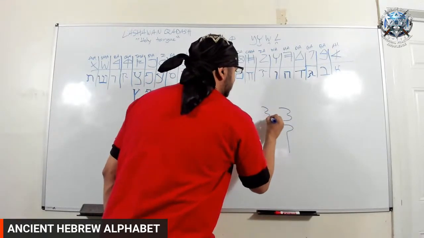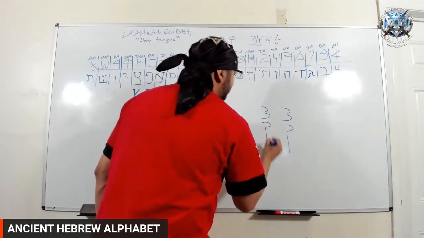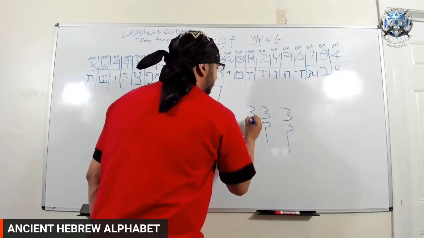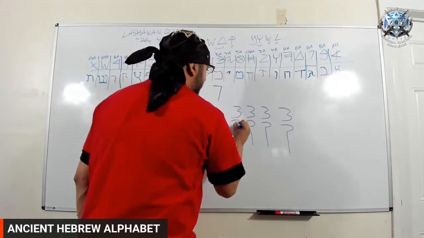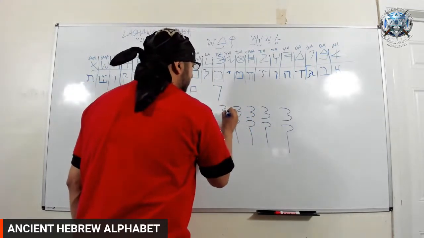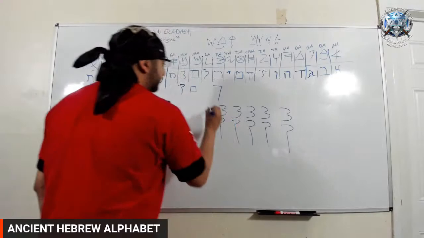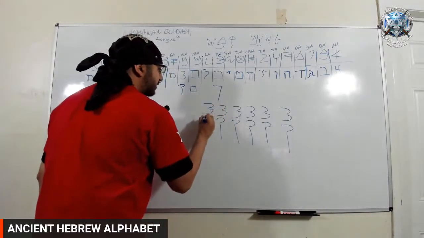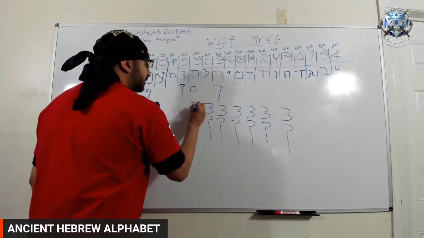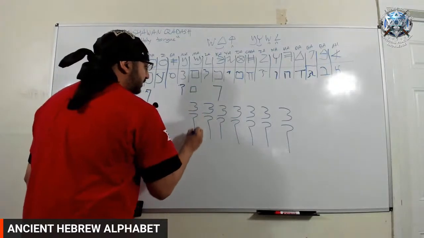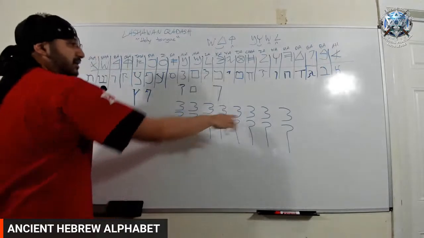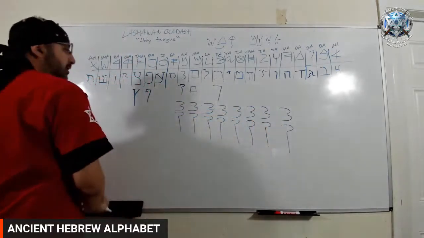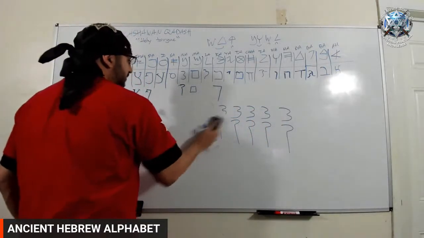So again, na. Then we have end na. Na, end na. Again, na, and then end na when it's used at the end. Okay.